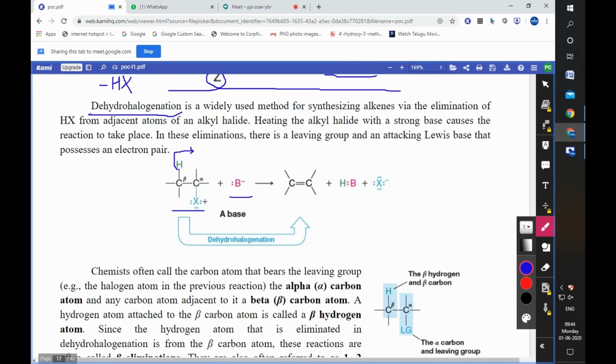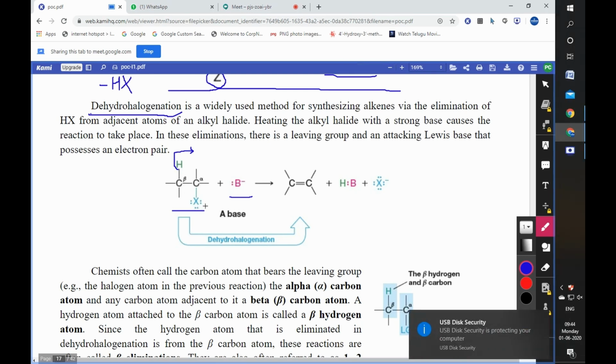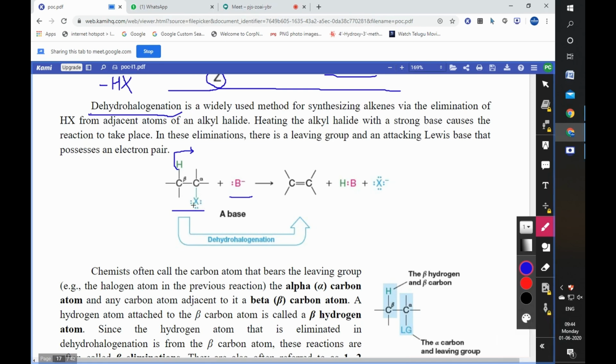Okay, so in last class I've said to you what is alpha carbon, what is beta carbon, and what is beta hydrogen, right? So alpha carbon is the carbon atom to which a functional group is attached. Okay, in alkyl halides functional group is halogen. So halogen is functional group, and the carbon atom to which functional group is attached is known as alpha carbon. Okay, so this is alpha carbon.